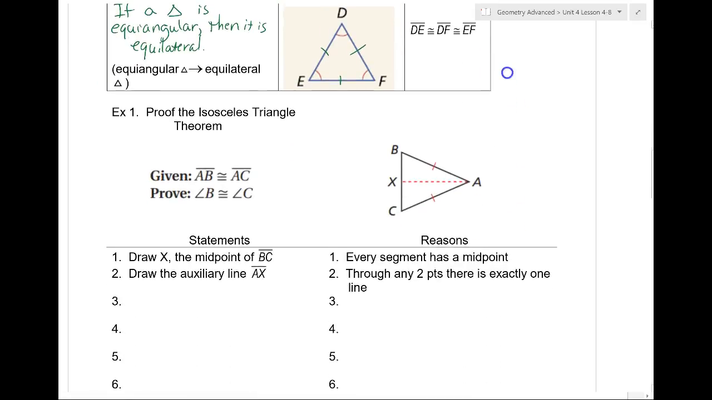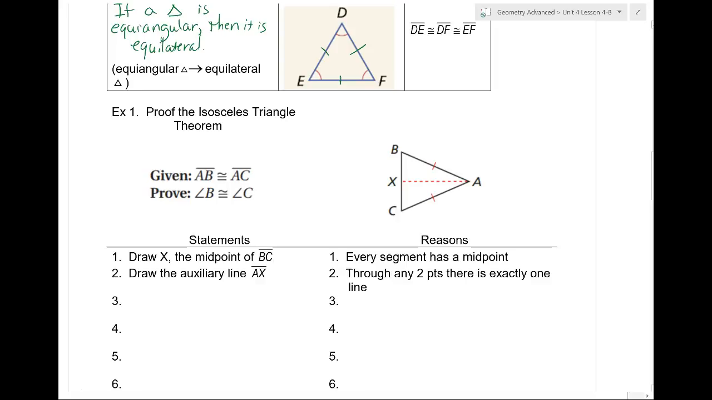All right, now let's actually prove this. Let's prove the isosceles triangle theorem. You're given, basically, not even saying it's an isosceles triangle, you're just given two congruent sides on a triangle. We're supposed to somehow show that the base angles are congruent. We want to show angle B is congruent to angle C.